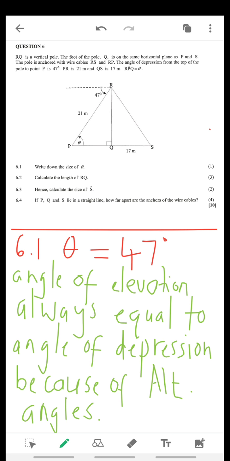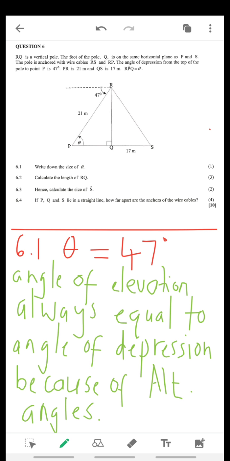Now, this is adapted from a past exam paper, and we want to go through it. I hope you are also going to practice more of these questions after watching the 2 videos on trigonometry.